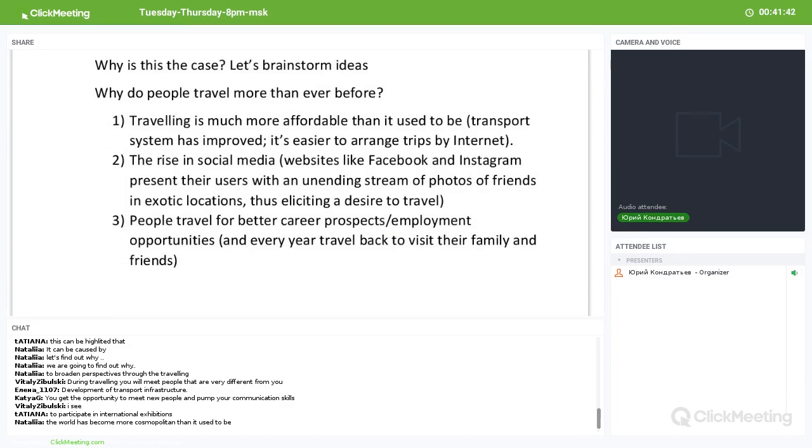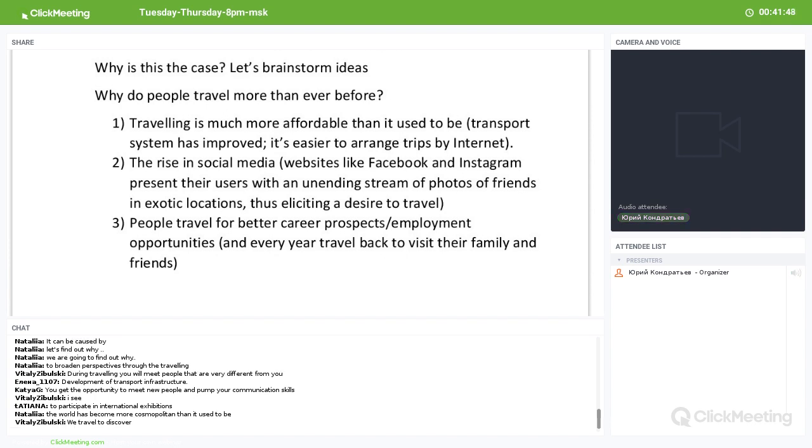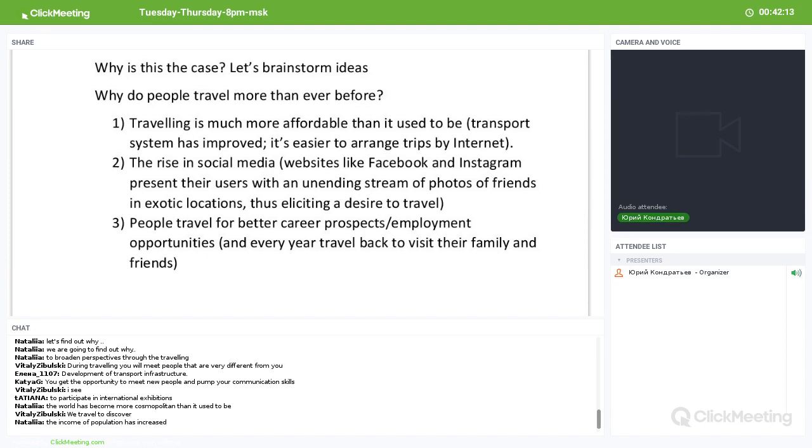Here is what I'm offering you. So you can say, traveling is much more affordable than it used to be. We traveled to discover. Okay, yes, that can be a reason. So, well, opportunity to discover, but people could discover something before and now. And we need a reason why people travel more, not why people travel. You're answering a different question. And you need to answer exactly the question, why do people travel more than ever before?